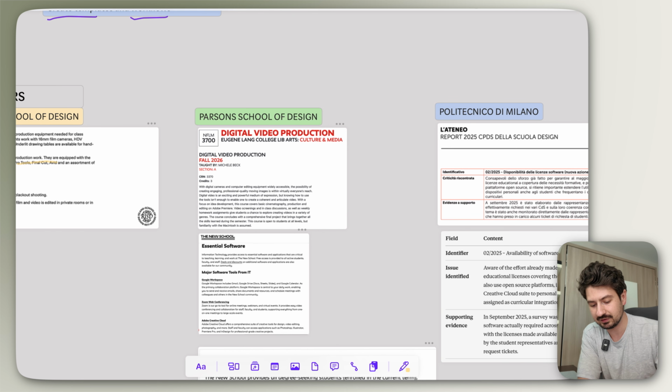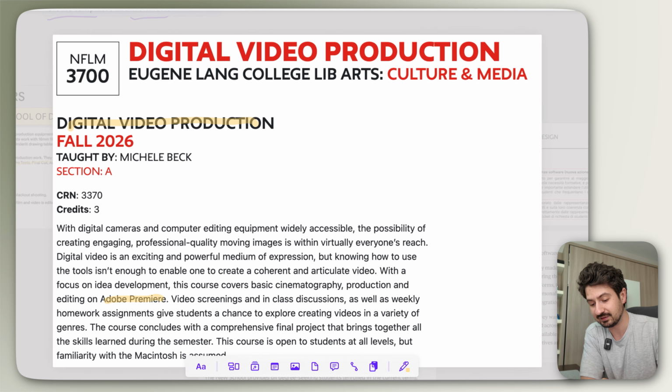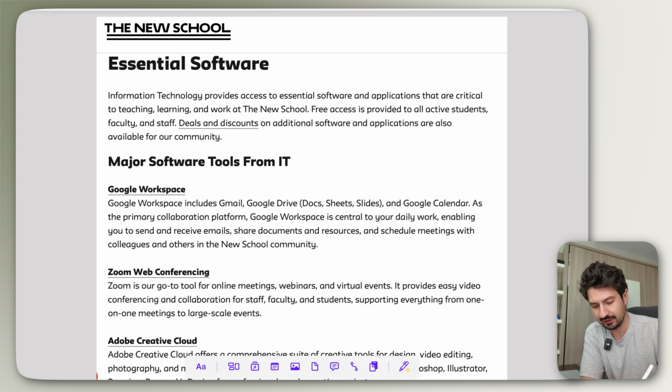Parsons School of Design was another one that I looked at. This is for a single course on digital video production, but we can also see here that they use Adobe Premiere. So they're still teaching Adobe in school, even though AI exists. They also have it under their essential software, Adobe Creative Cloud.